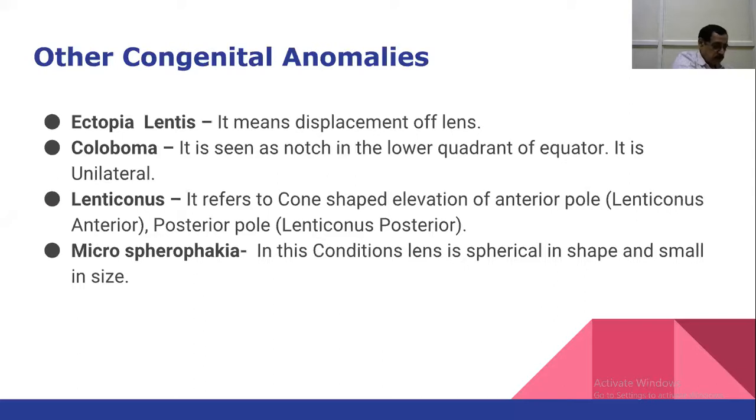Lastly, other congenital anomalies. Ectopia lentis is the most common congenital anomaly. It means displacement of the lens. Coloboma is seen as a notch in the lower quadrant of the equator. It is unilateral. Lenticonus refers to a cone-shaped elevation of the anterior or posterior pole. If the elevation is on the anterior pole, it is called lenticonus anterior. If on the posterior pole, it is called lenticonus posterior. Finally, microspherophakia: in this condition, the lens is spherical in shape and small in size.